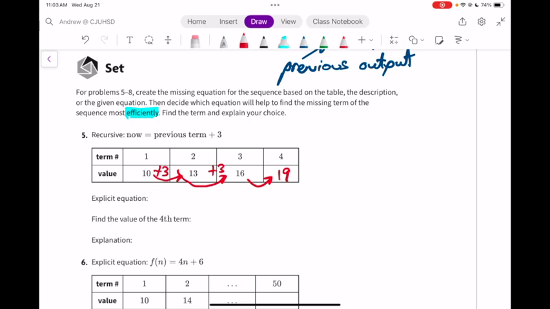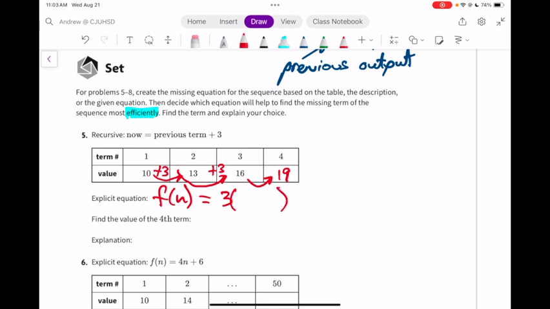Now the explicit equation. Well, this is going to be based on what we've done in the past. First of all, we would want to look at the repeated number. Okay, it's plus 3 every time. So f of n is, now remember, repeatedly adding is multiplying. So it's 3 times something.